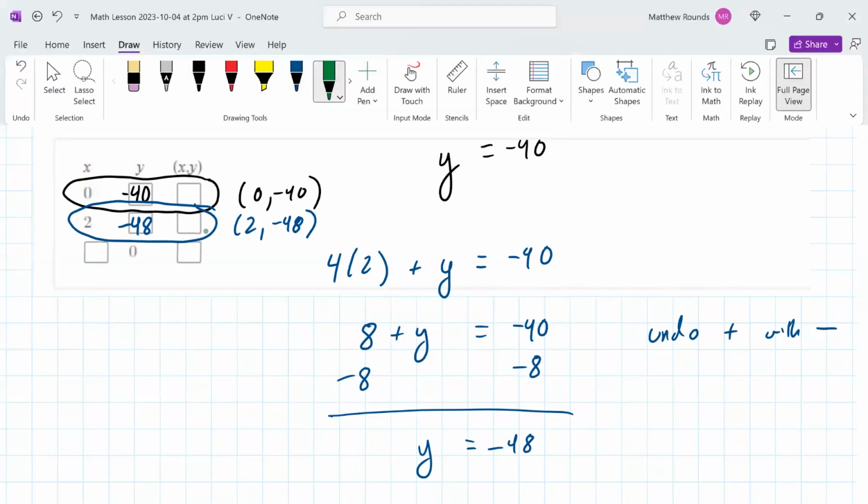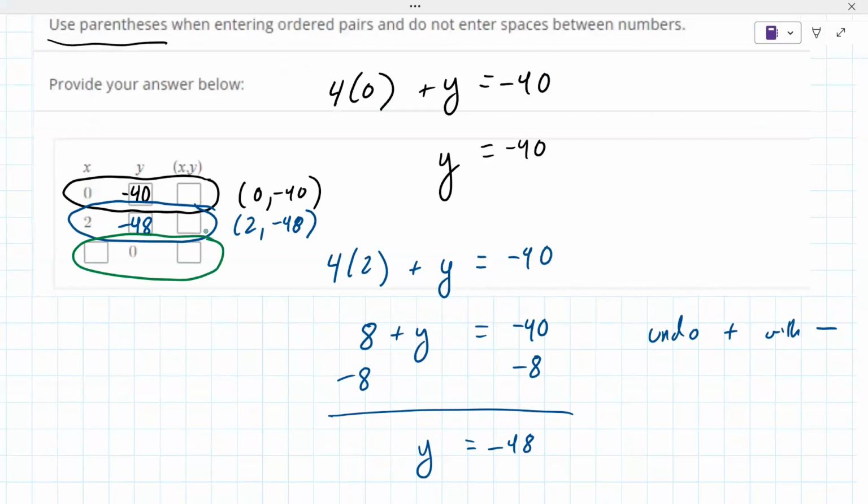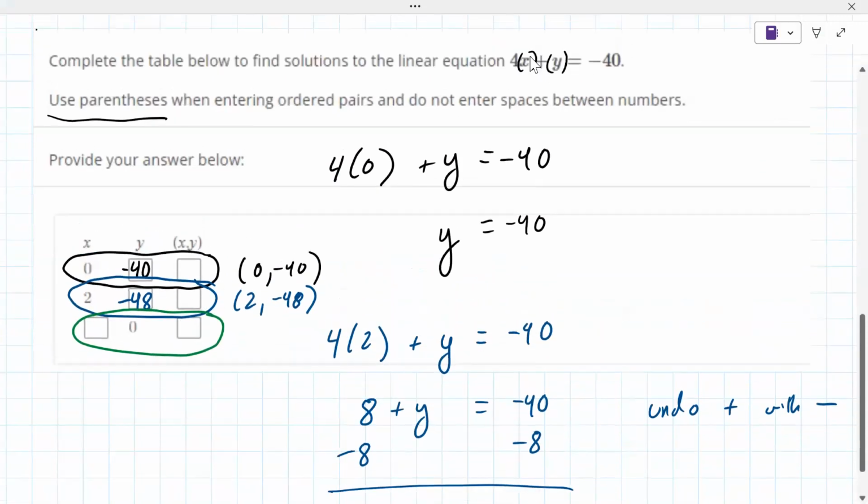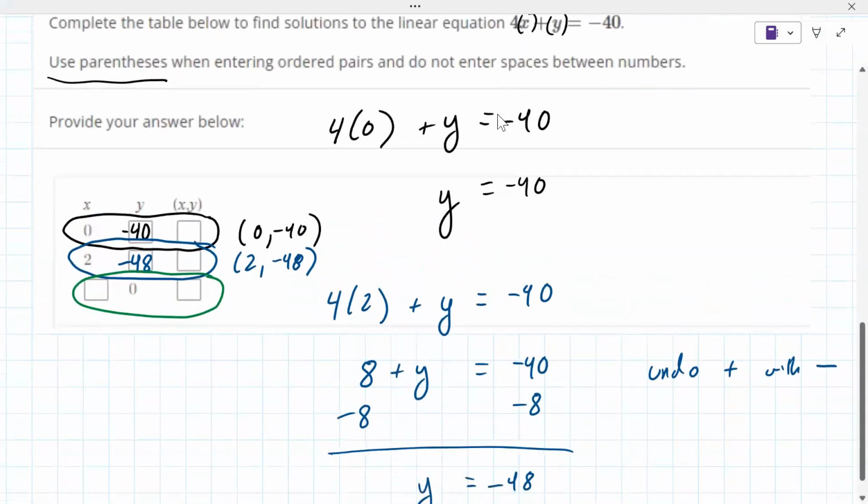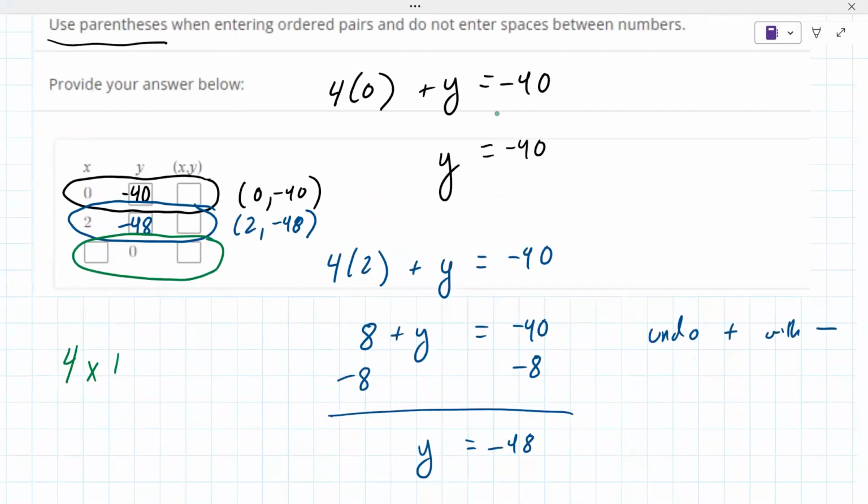Any questions on that so far? No. So for the last one, they're giving you the Y value. So you don't have X, you have to solve for X. It's 4X plus Y, which is 0, equals -40. Okay. So the 0 goes away.